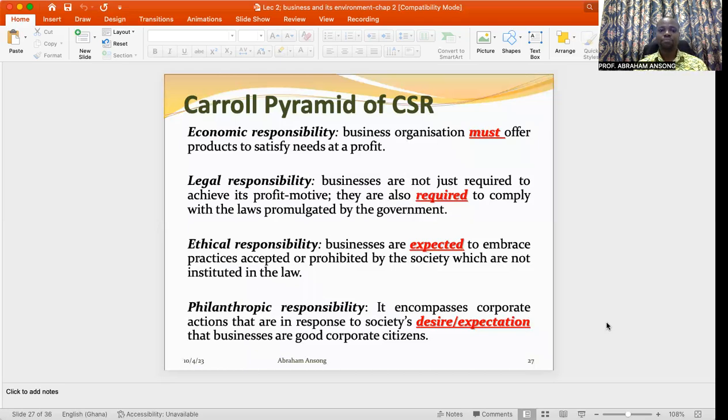Businesses are expected to embrace practices accepted or prohibited by society which are not instituted in the law. So at level 2, you are supposed to comply with the law. At stage 3, you are supposed to go beyond the requirements of the law and meet the expectations of society.